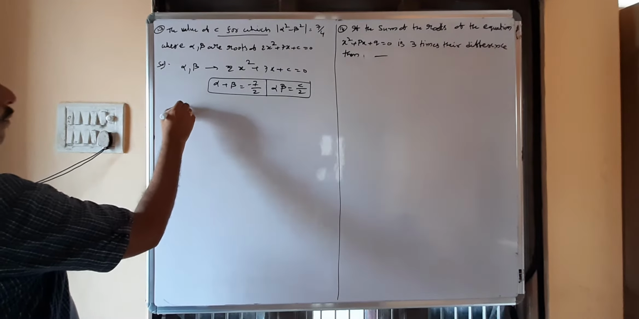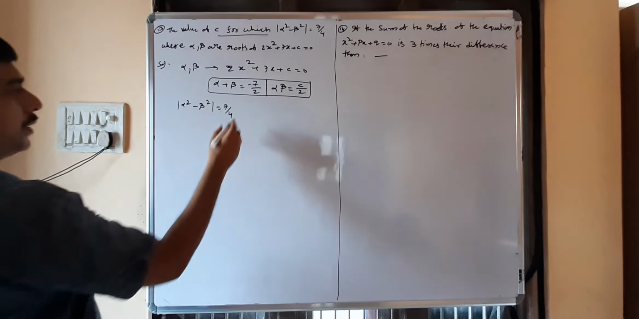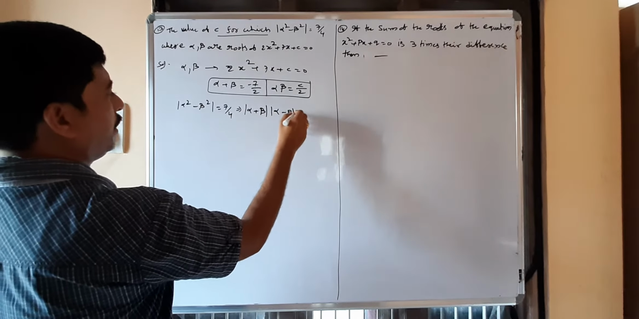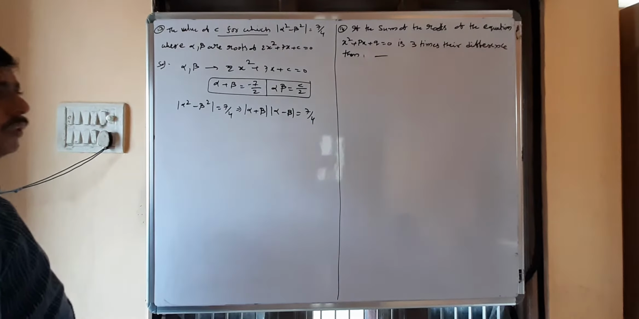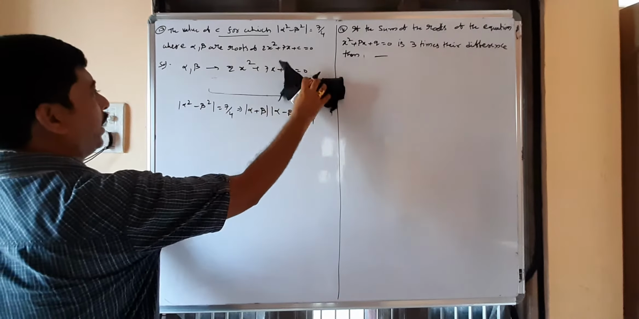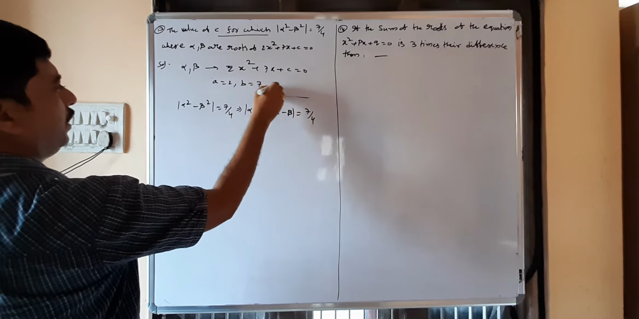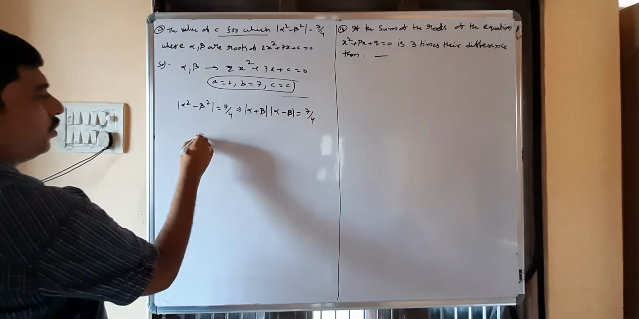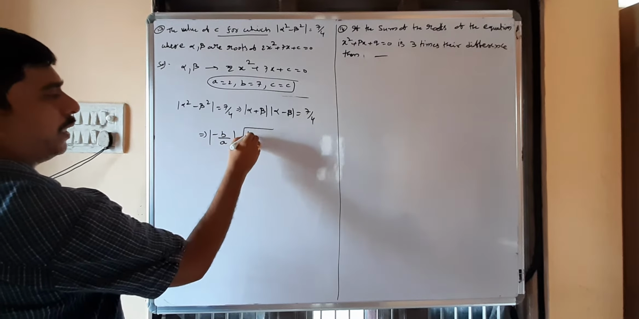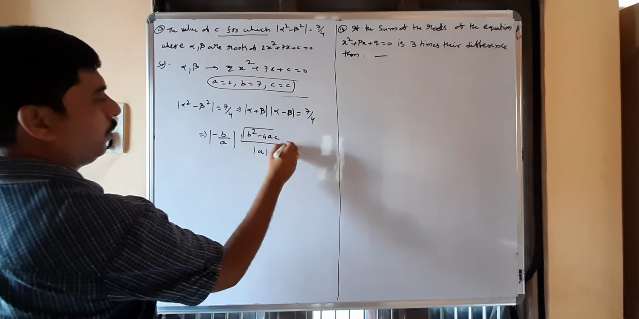Now given mod of alpha square minus beta square equal to 7 by 4. Alpha square minus beta square can be written as alpha plus beta into alpha minus beta. We know that alpha plus beta value. In the given equation, the coefficient of x square I will take as a, b, c I will write: a equal to 2, b equal to 7, c equal to c. Sum of the roots formula is minus b by a, mod of minus b by a, and root of difference of the roots is root of b square minus 4ac by mod a, equal to 7 by 4.